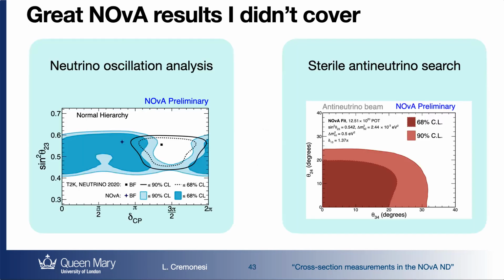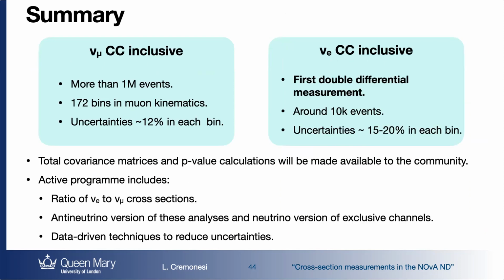I didn't cover a lot of other things, so I only talked about neutrino interactions today. We do quite a lot of other things in NOvA. Quite crucially, I didn't cover our neutrino oscillation analysis that was presented at Neutrino 2020 a few months ago, and I also didn't cover one of our latest results, which is one of the first sterile anti-neutrino searches through neutral current disappearance.